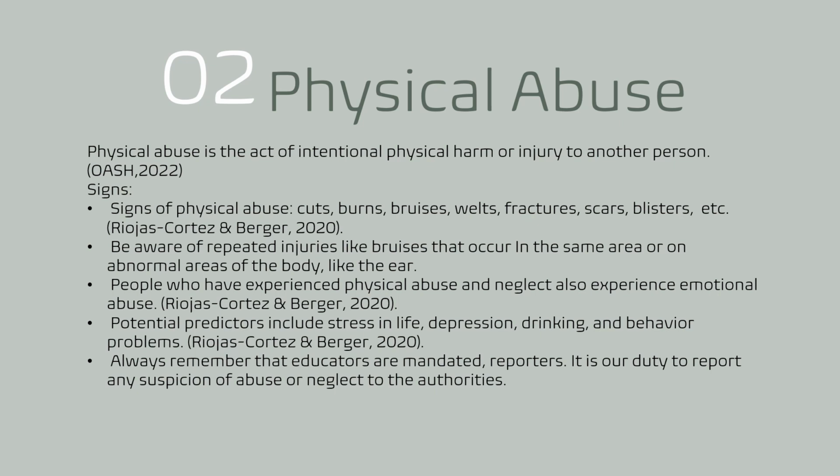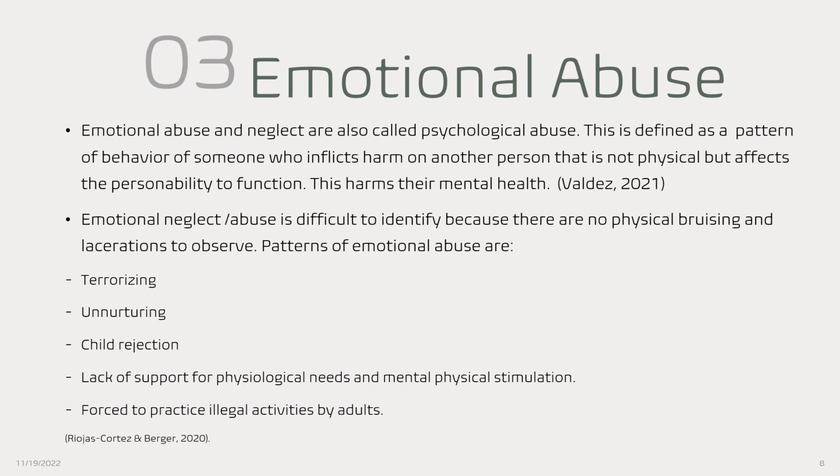Physical abuse is an act of intentional physical harm or injury to another person. Some signs of physical abuse are cuts, burns, bruises, welts, fractures, scars, blisters, etc. Be aware of repeated injuries, like bruises that occur in the same area or on abnormal areas of the body like the ear. For example, people who have experienced physical abuse and neglect also experience emotional abuse. Potential predictors include stress in life, depression, drinking, and behavioral problems. Always remember that educators are mandated reporters, and it's our duty to report any suspicion of abuse or neglect to the authorities.